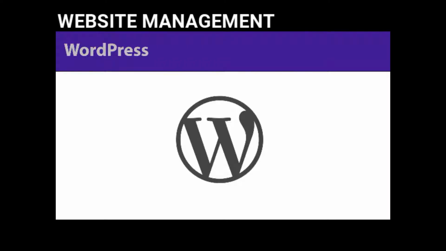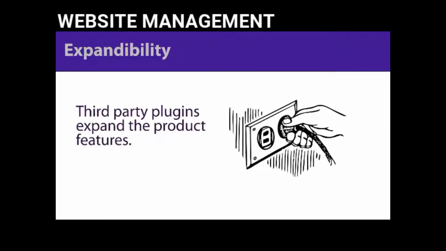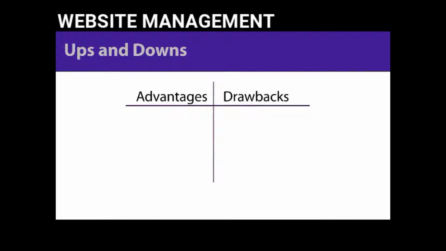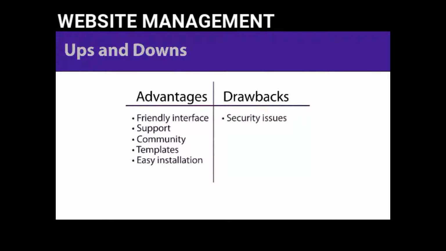The great part about most CMSs is their expandability. Most CMSs support third-party plugins that expand or support elements already pre-built in the CMS. Is there an advantage to using a CMS as opposed to coding a site yourself? It depends on your goals. A CMS offers a friendly interface, support documentation, a community of users, lots of templates, and easy installations. However, because so many people use a CMS like WordPress, this means security is a big concern. If the CMS you're using is open source, that means a lot of people know the code and how to exploit it.